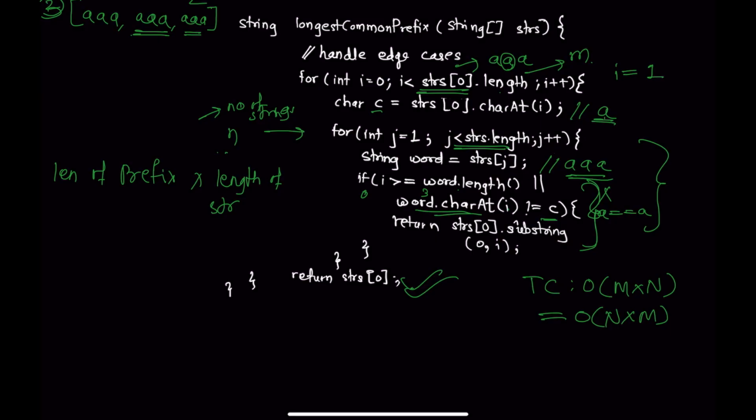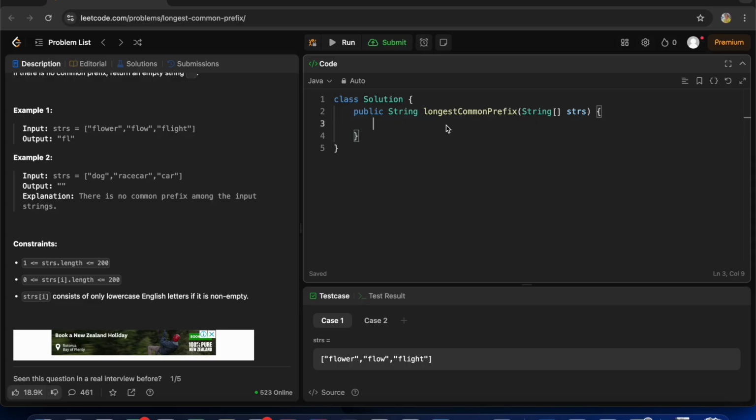Write the code and run it on LeetCode. And let's see the output of this code. First, we are going to handle the edge cases, which are in case our given string array is null or given string array is empty. In this case, our answer is an empty string.